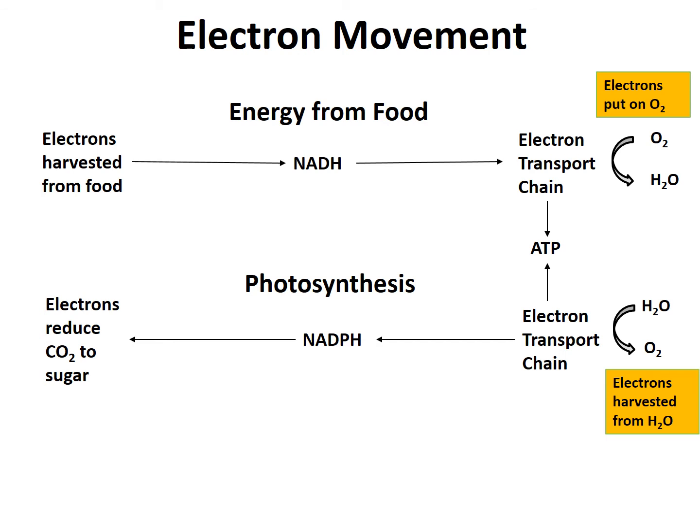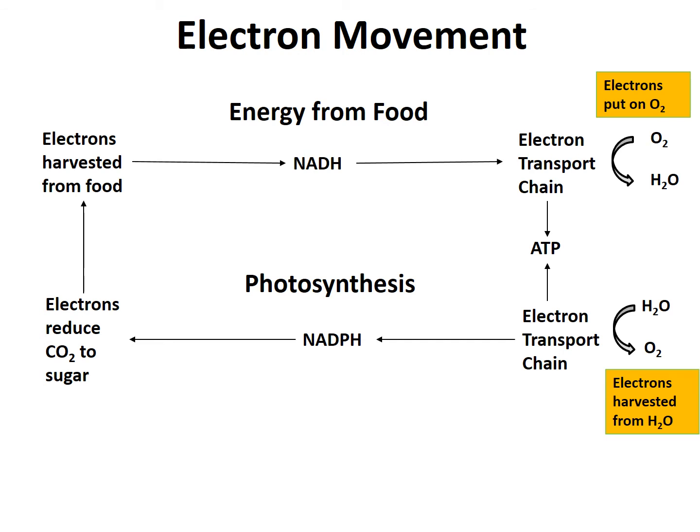So, remember when we got energy from food, we oxidized glucose and made CO2. Now we are taking electrons and reducing CO2 to make glucose. So we're going in the other direction. So the chain or the cycle, the loop is closed.